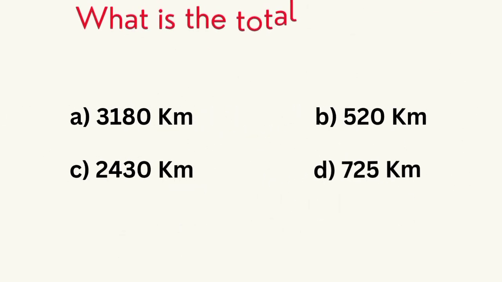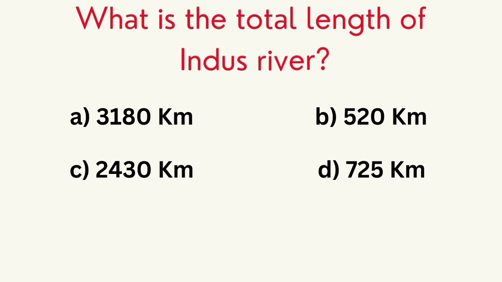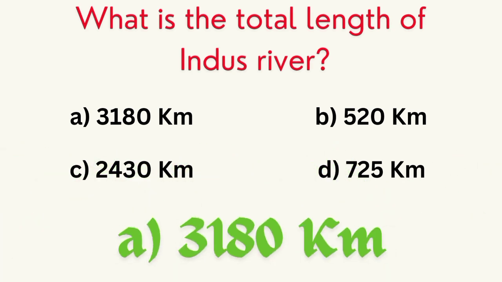What is the total length of Indus River? A. 3180 kilometers. B. 520 kilometers. C. 2430 kilometers. D. 725 kilometers. Answer, A. 3180 kilometers in Sindh.